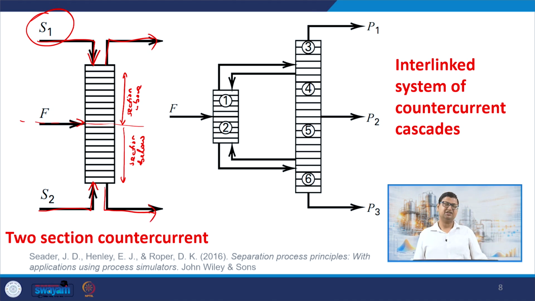So the fundamental difference from the single section one is now we have a feed stream coming in the middle, and then there are 2 MSA streams coming from top and bottom. Now we can interlink them in a variety of ways. So I'm showing an interlinking of 2 different 2-section cascades in a quite complicated kind of a fashion, which can also be required for particular applications.